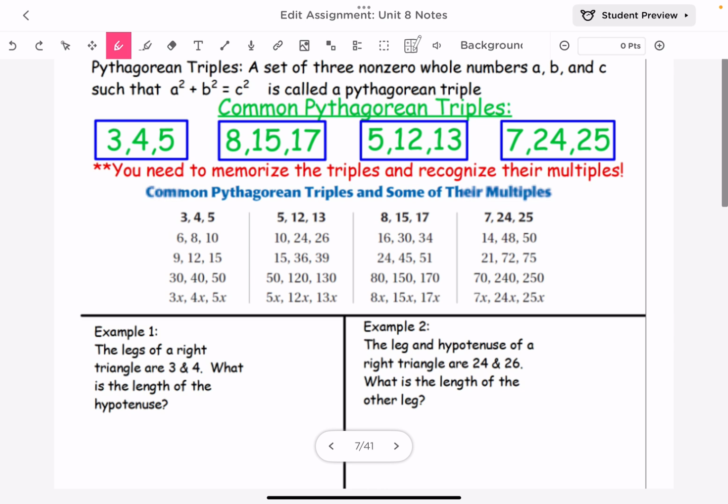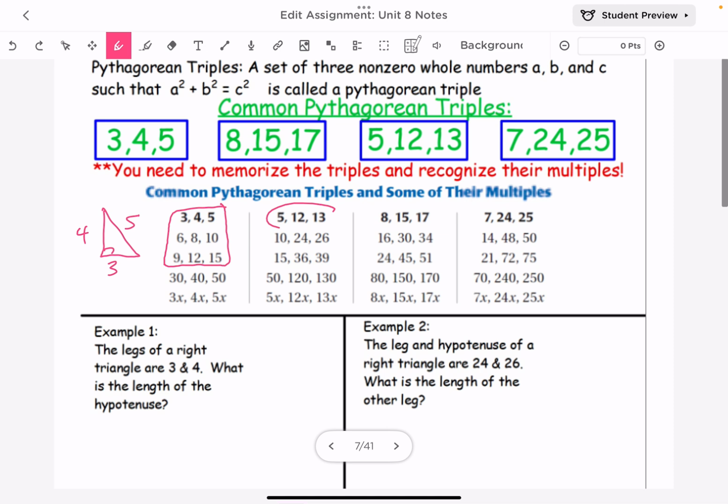Like I know the 3, 4, 5s. So this is basically saying if you have one leg that's 3 and another one that's 4, then I know the hypotenuse will be 5. Or if I have one leg that's 6, another leg that's 8, I know the hypotenuse is going to be 10. Everything under that 3, 4, 5 column, those are all that same triple. It's just 3, 4, 5 times 2, 3, 4, 5 times 3, 3, 4, 5 times 10, 3, 4, 5 times x. Okay, so those all are falling under that category.